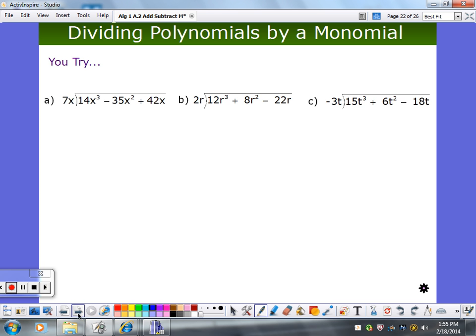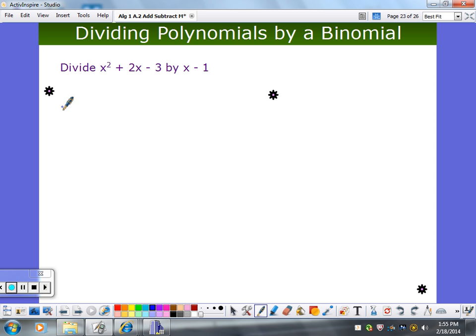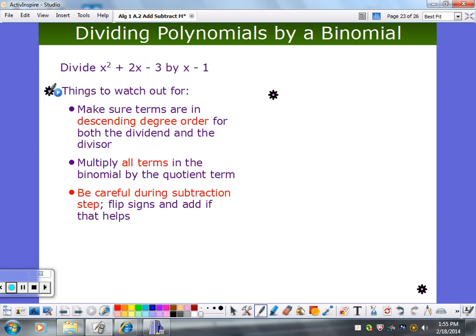We're going to skip a little bit now to dividing by a binomial. There's a whole bunch of words here. Let's just do one. So now I've got x minus 1 into x squared plus 2x minus 3. Here's how it works. Everybody listen now. Can we find this little example on there? Okay. What you do is, at the beginning, forget about the minus 1. Just look at the x.